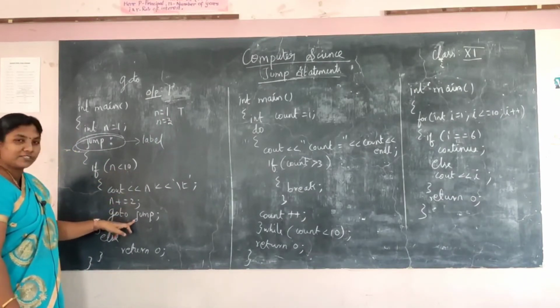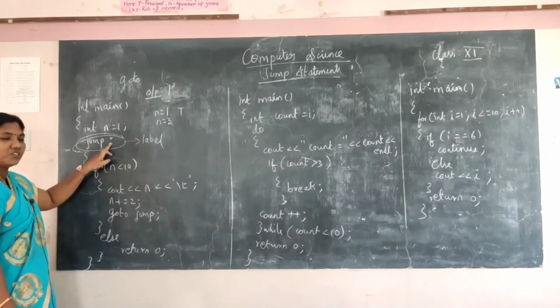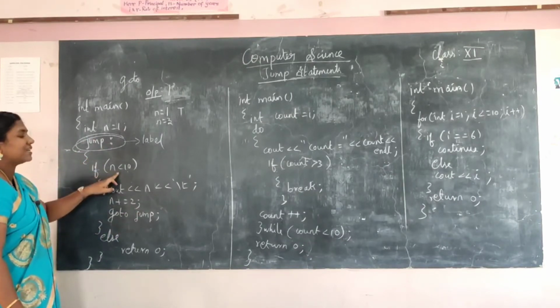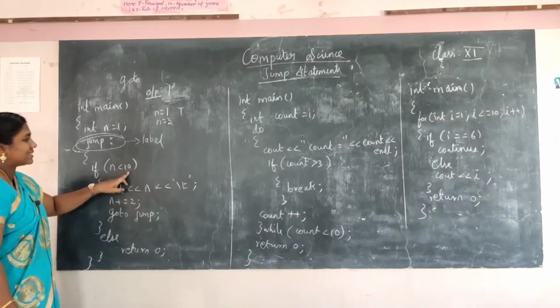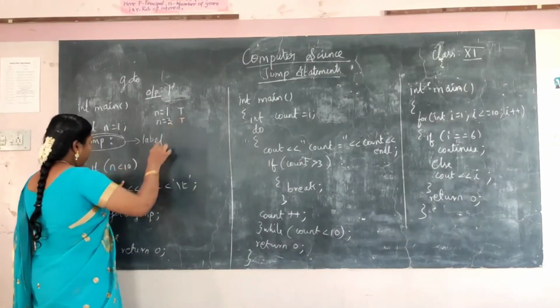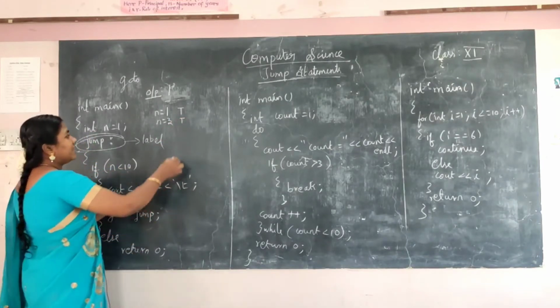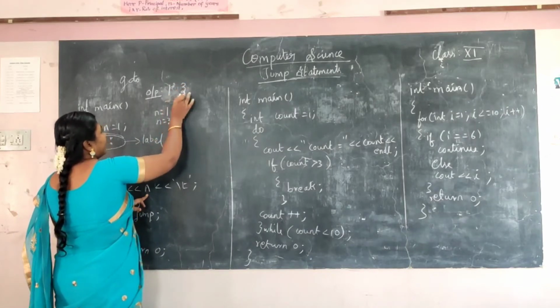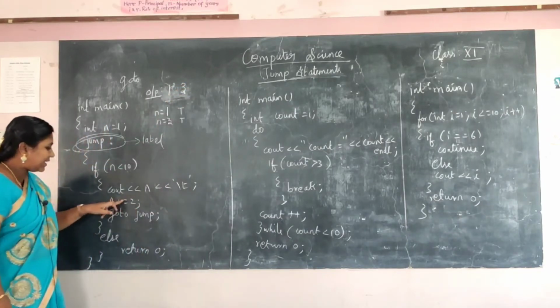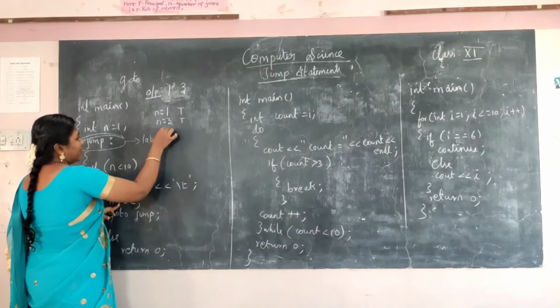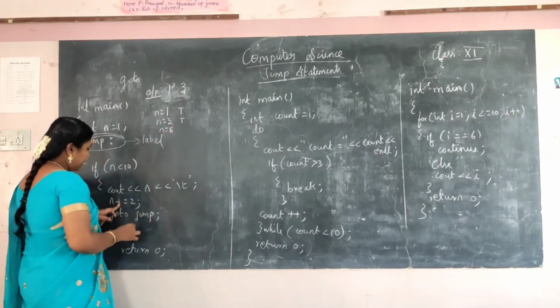Next statement is goto jump. Then it will go here. So here what I have asked to be done, it will check the condition. So 3 less than 10, condition true. Then cout n. So then 3 will be printed after a tab space and then n will be incremented. So n is equal to 5. And then goto jump.